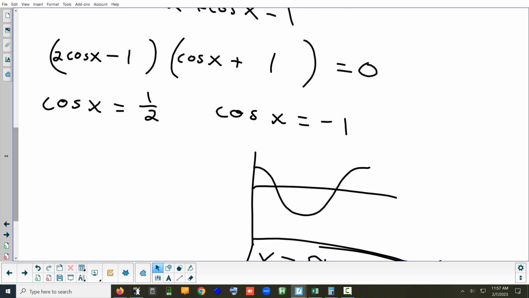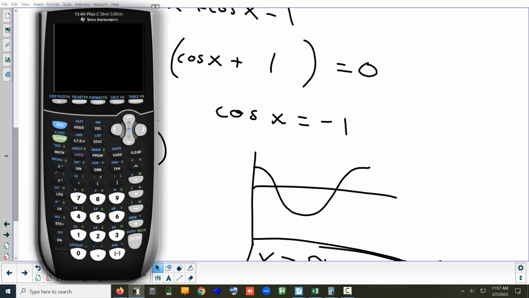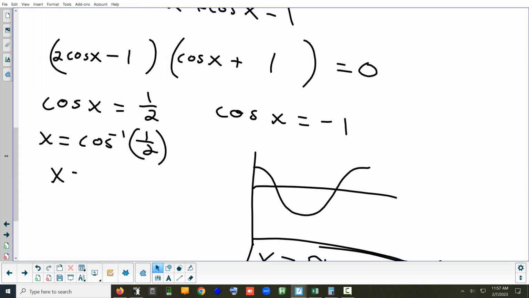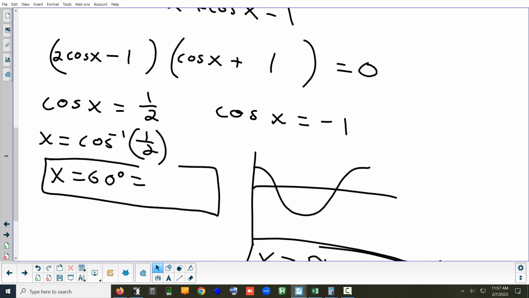And does the cosine ever hit 0.5? Yes. How am I going to get rid of cosine? Inverse cosine. Inverse cosine of a half. Let's do it in degrees first, because if you're going to get a nice answer, it'll be in degrees. And you do get a nice answer of 60. And 60 is what in radians? Pi over 3.